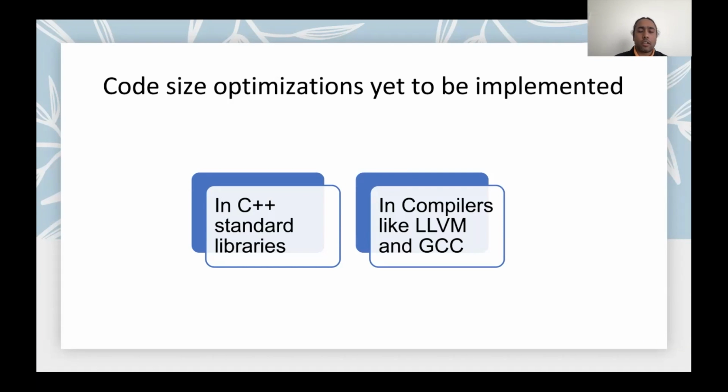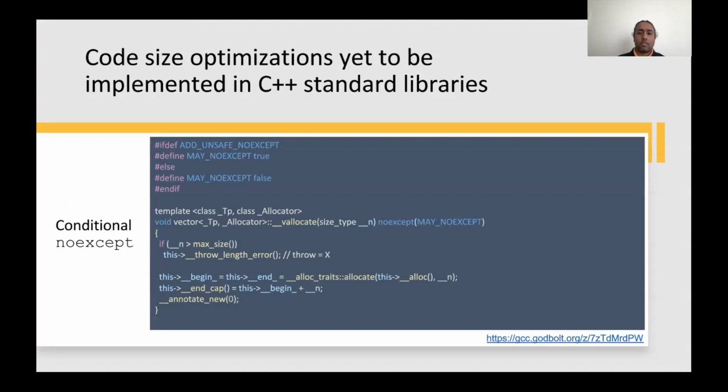This is the last section. It's quite interesting, at least to me. I'm talking about optimizations that are yet to be implemented in the standard library or in compilers like GCC and LLVM. For the C++ standard library, I'm talking about one particular optimization where we can add conditional noexcept to as many functions as possible.